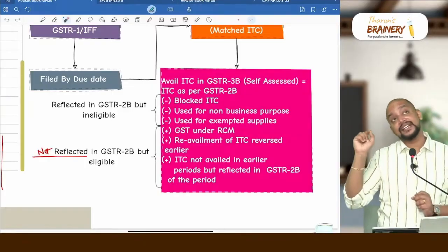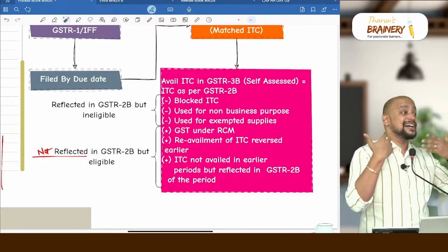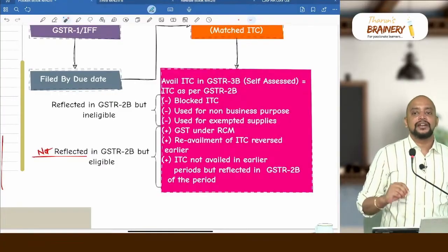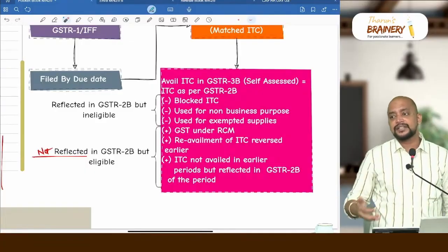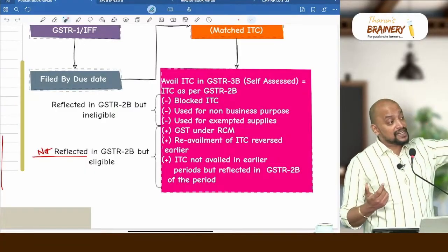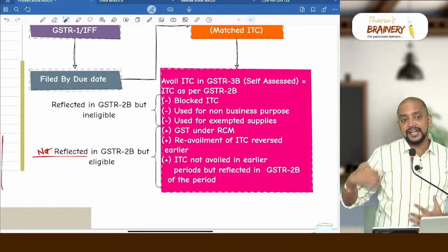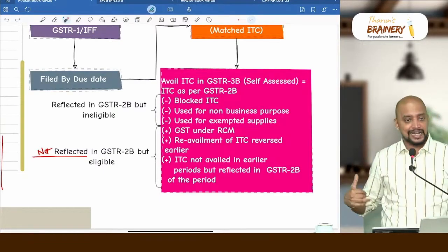Then rule 37A is there, that is whenever the supplier has not filed GSTR 3B by September 30th of the next financial year, then whatever ITC was already availed by the recipient needs to be reversed, and again as and when the supplier files GSTR 3B at a later point of time, the recipient can re-avail the ITC. Again it will not be in 2B, but it can be taken as ITC.